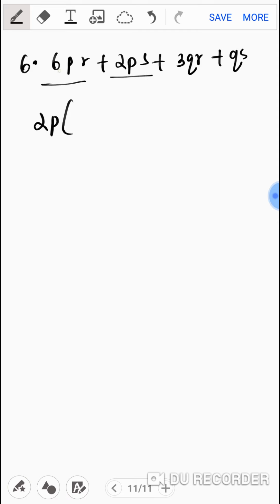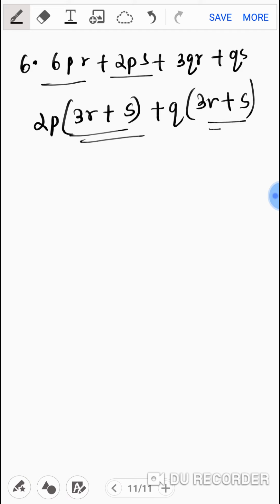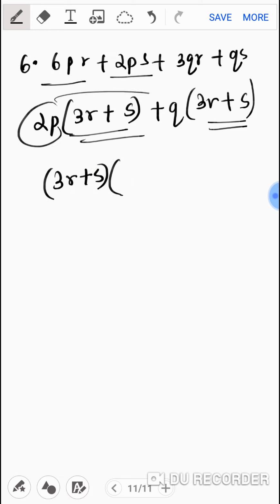6PR plus 2PS plus 3QR plus QS. My dear kids, what you can take in common from here? 2P. Here 3R will be remaining and here S will be remaining. Now here you will take Q common and 3R inside plus S. My dear kids, inside brackets have come same. So that means your answer is correct. And the remaining two terms you will put it into one bracket.